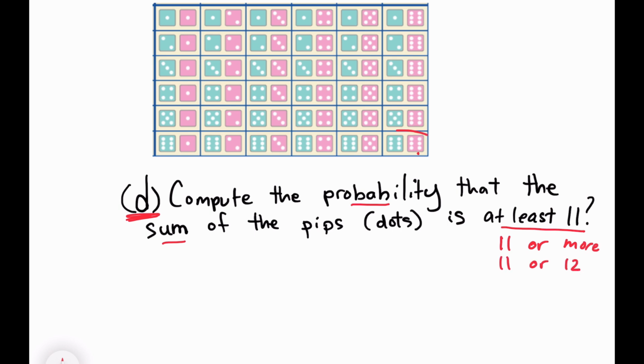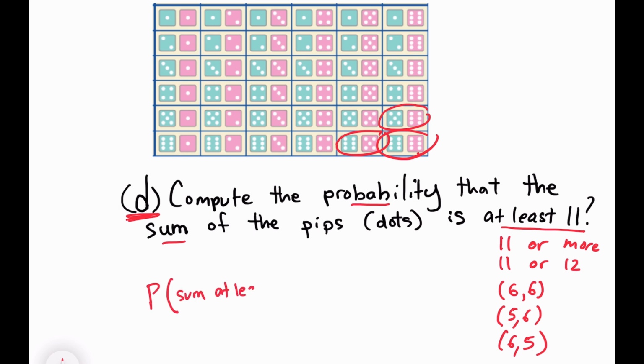So if we think about it, for 11 or 12, if we roll a 6 and a 6, that would give us 12. That's the only way. In order to get 11, we would have to roll a 5 and a 6, or a 6 and then a 5. So there are 3 ways. So the probability of getting a sum of at least 11 is equal to, it looks like we have 3 possibilities here, so 3 over 36, and that is just 1 over 12, and that would be our final answer.